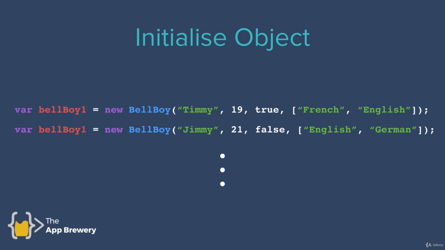And effectively, the only difference between this syntax and calling a normal function is the keyword new and the fact that the name of the function is capitalized from the beginning.